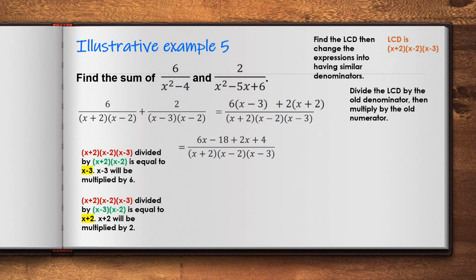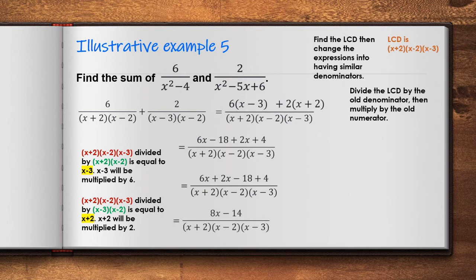Now let us combine like terms. 6x plus 2x is 8x. And negative 18 plus 4 is negative 14. Then let us check if the numerator and denominator still have common factors.